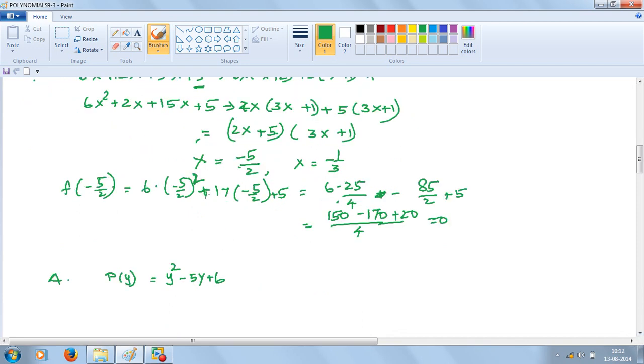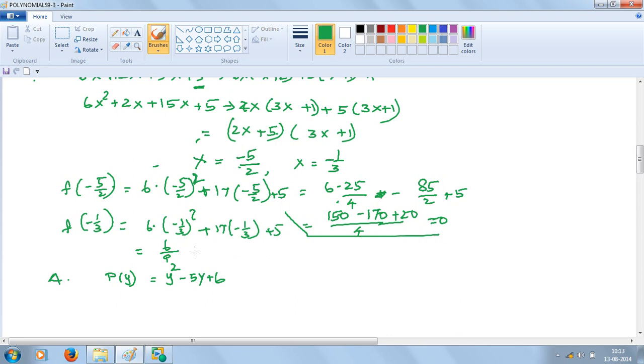Similarly, we will now try what is f of minus 1 by 3. 6 multiplied by minus 1 by 3 whole square, plus 17 multiplied by minus 1 by 3, plus 5. So this we can write as 6 divided by 9 minus 17 divided by 3 plus 5. Is it correct?